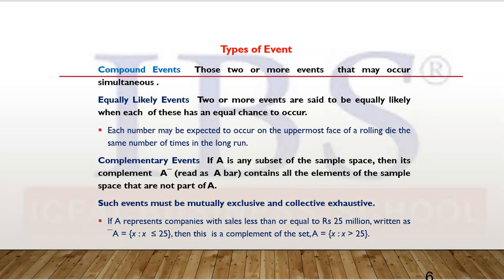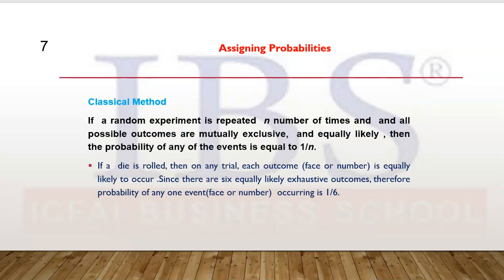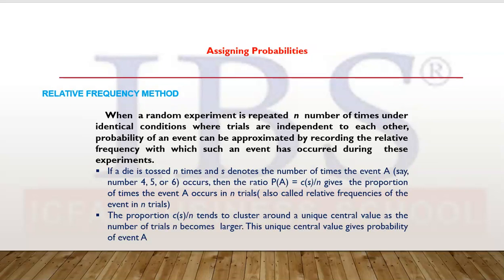Moving on to the next. Now take an example. If a random experiment is repeated n number of times and all the possible outcomes are mutually exclusive and equally likely, then the probability of any event is 1 by n. If you roll a dice, then the probability of each number coming up will be 1 by 6, where n is the total number of outcomes. This is an example which is being explained here. Let's take this up.